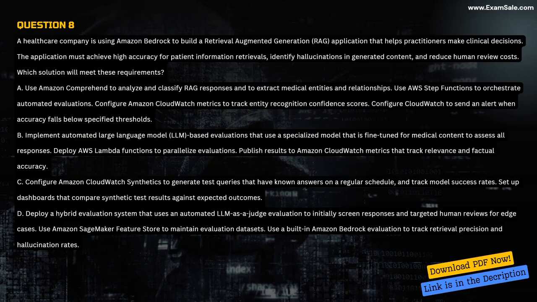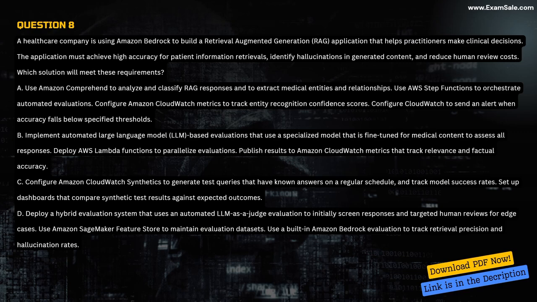D. Deploy a hybrid evaluation system that uses an automated LLM as a judge evaluation to initially screen responses and targeted human reviews for edge cases. Use Amazon SageMaker Feature Store to maintain evaluation datasets. Use a built-in Amazon Bedrock evaluation to track retrieval precision and hallucination rates.